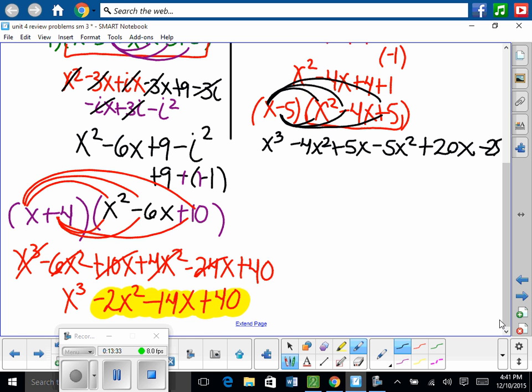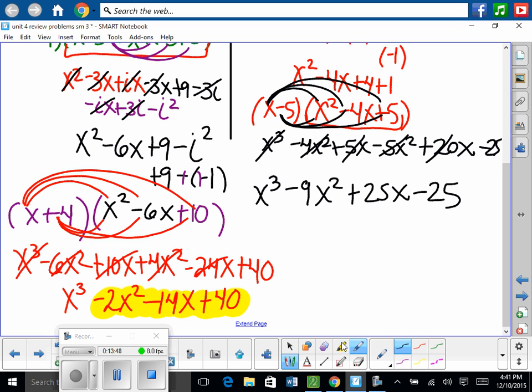And then we combine like terms. x cubed, no other x cubed. Negative 4x squared minus 5x squared is negative 9x squared. Positive 5x plus 20x is positive 25x. And then we have our minus 25. And there would be our final answer for that one.